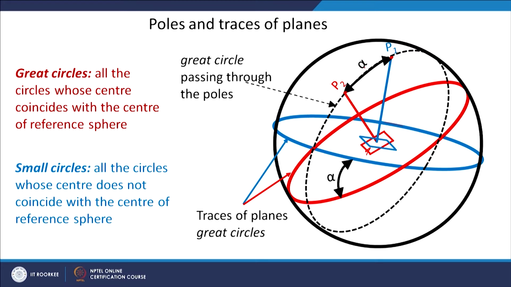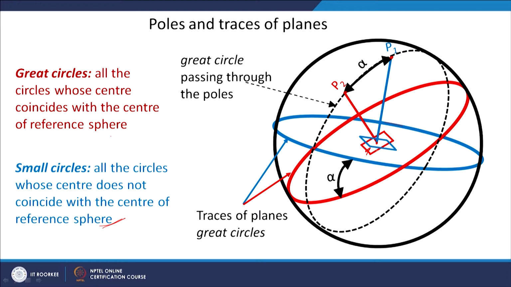When you have this kind of stereographic projection, we define two types of circle, and this is very close to what you see in the atlas. You have great circles, which are the ones whose center coincides with the center of the reference sphere, and small circles, whose center does not coincide with the center of the reference sphere. As you can see, all of these are great circles, because their center and the center of the sphere are the same.